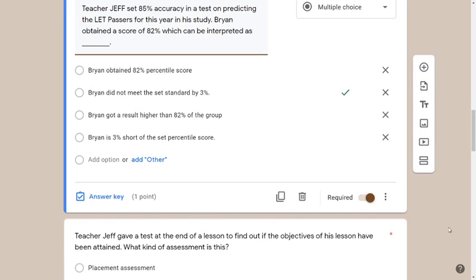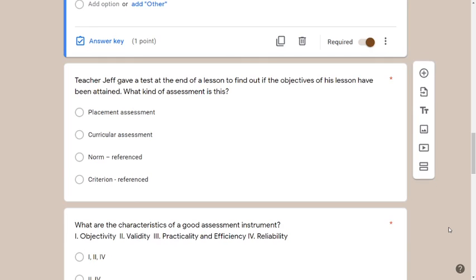Okay, so we're correct. The next question here, teacher Jeff gave a test at the end of a lesson to find out if the objectives of his lesson have been attained. So what kind of assessment is this? Okay, so we are familiar with placement assessment, curricular assessment, norm referenced, and criterion referenced. Let's go ahead and visit them one at a time.